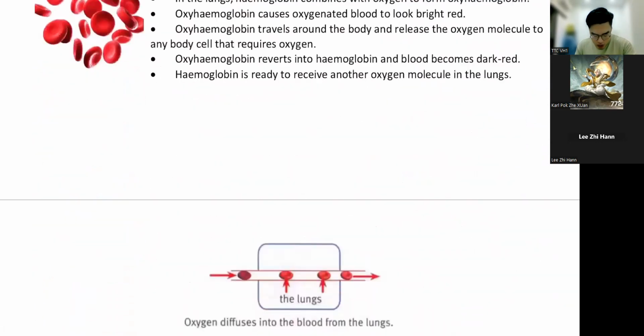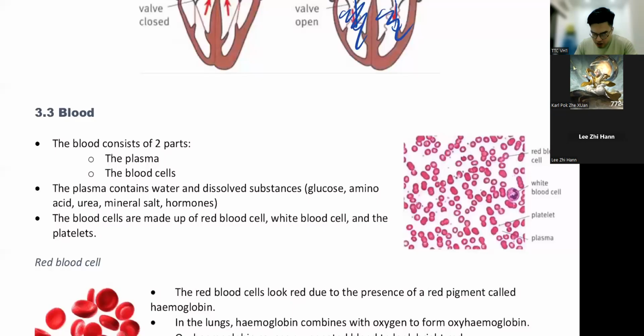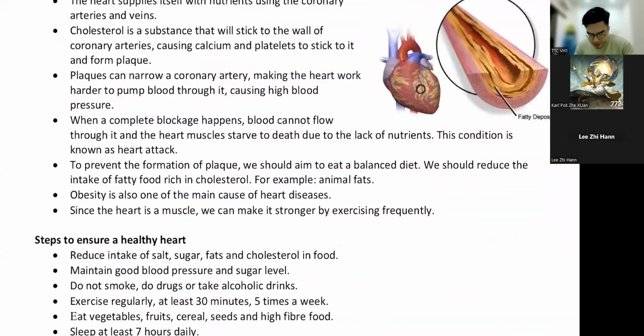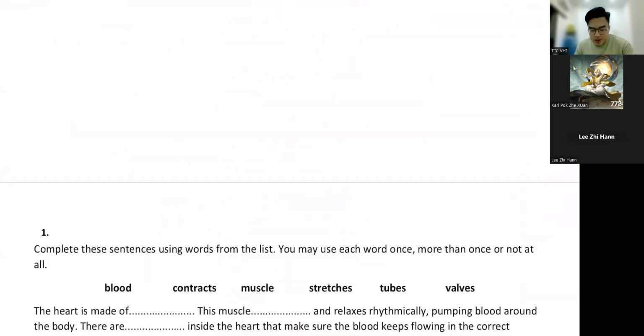And let's go to our blood. Okay, let's go to our blood. Hang on, guys. Let me check the exercise real quick. Okay, let's finish the blood first.